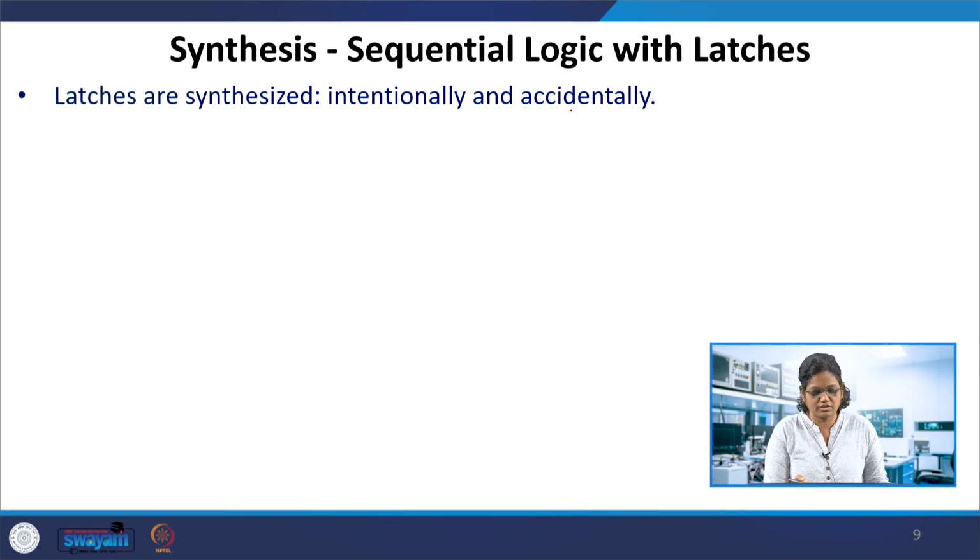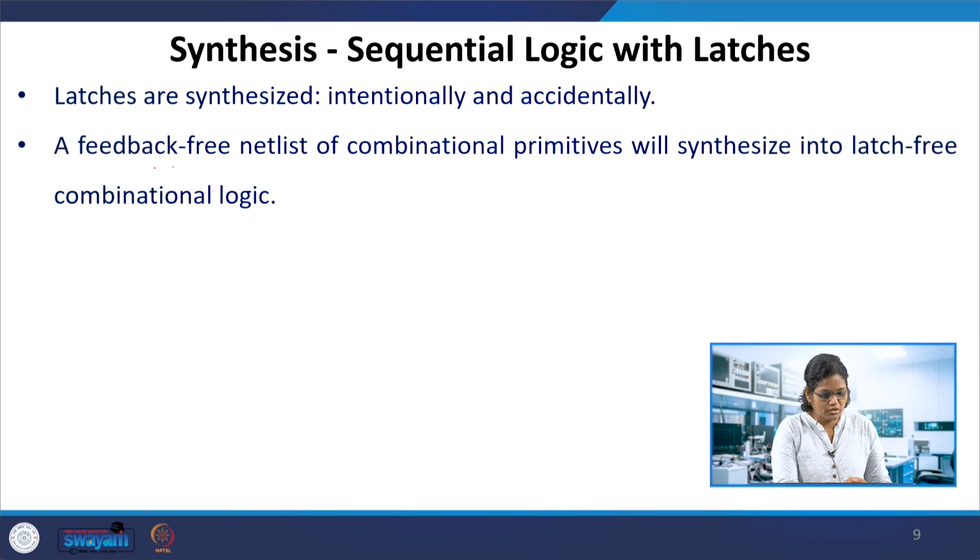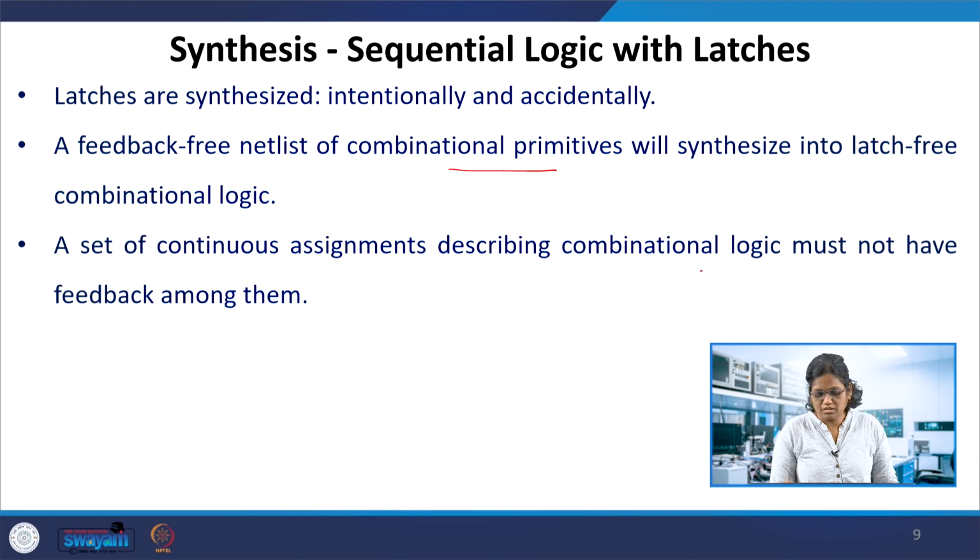So there are two ways in which synthesized latches can be observed in the output of the schematic. A feedback free netlist in the combinational primitives will synthesize into latch free combinational logic. That is, as we said for the NAND gate in the combinational, if you don't have feedback, there won't be any latches synthesized. So continuous assignments, which we had already, will be realized into combinational logic, and they should not have feedback in them, otherwise it would form a latch.